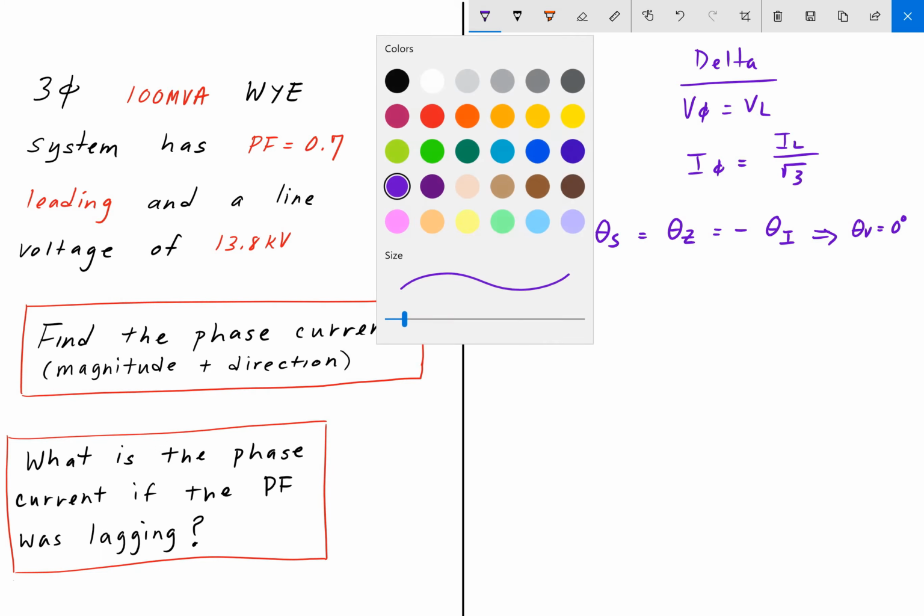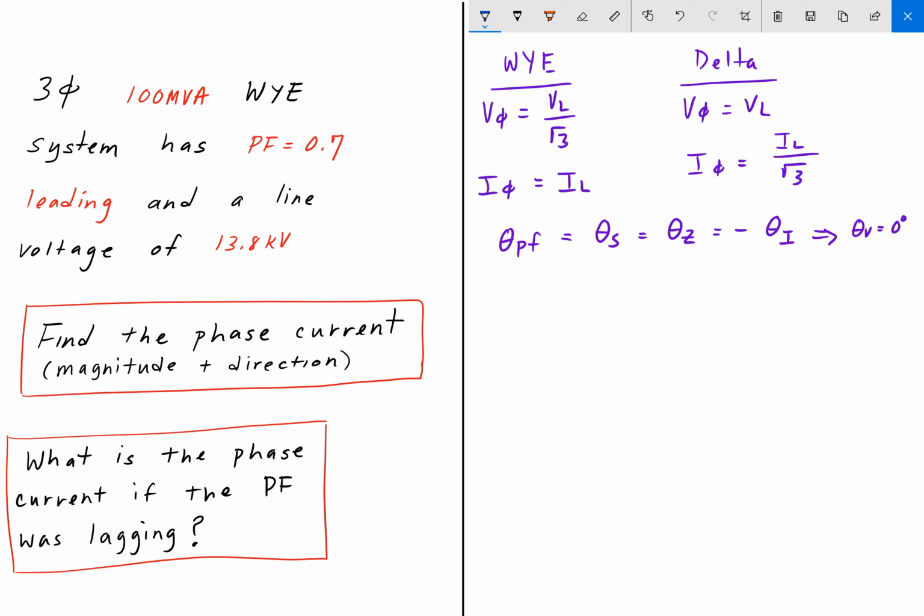And from here we can get our power factor angle. We're just going to denote it as theta is equal to the arc cosine of the power factor, where the power factor is 0.7. So if we do the arc cosine of 0.7, we get 45.6 degrees. Now we need to determine what the sign of this angle is.